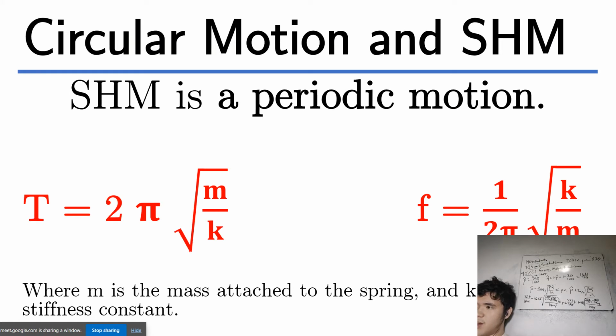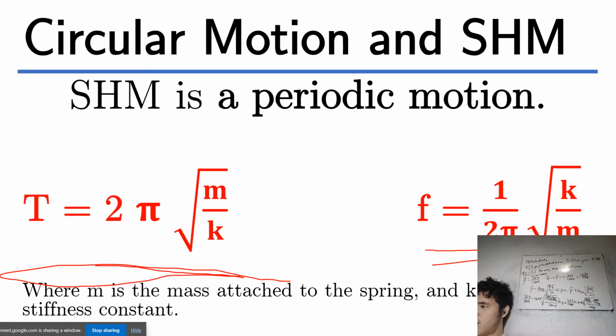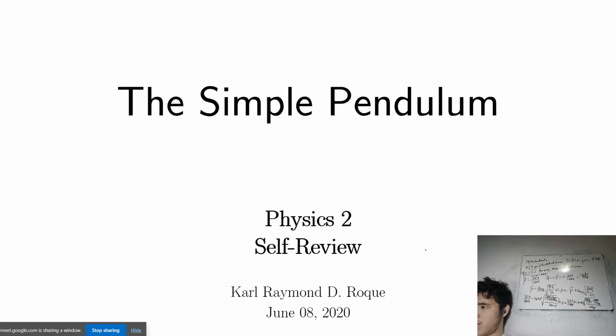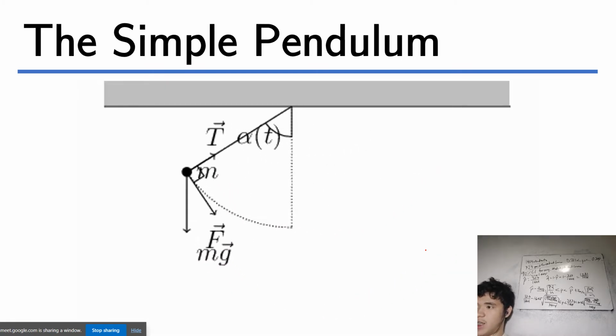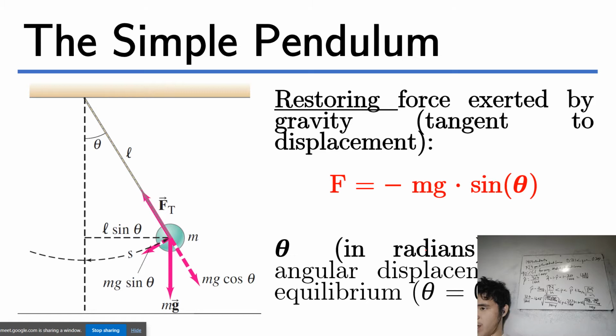Then, SHM is a periodic motion. Period is 2 pi square root of m over k. Frequency is 1 over 2 pi square root of k over m. Simple pendulum, small object suspended from a massless and non-stretchable cord. It represents simple harmonic motion at small angles. No? This is a GIF of how it works.